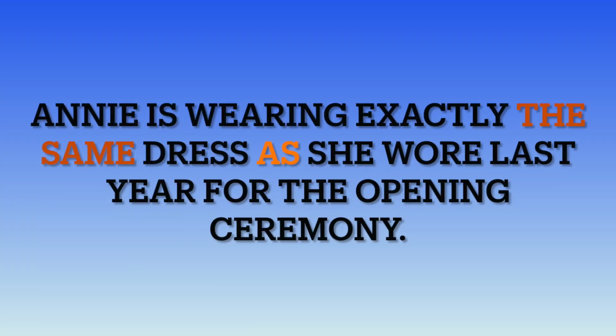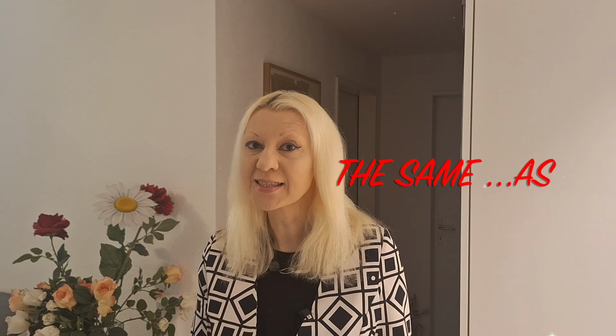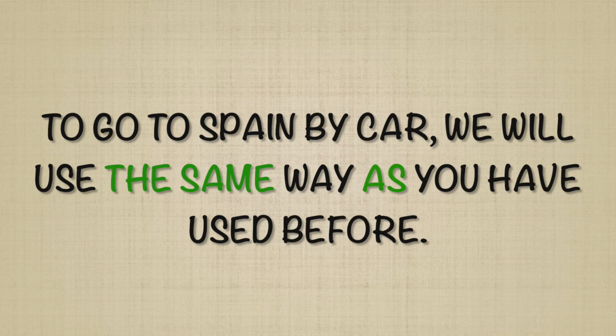Another construction is the same as. For example, Annie is wearing exactly the same dress as she wore last year for the opening ceremony. In this sentence, we have the form the same as, which means similarity, which means that the dress is the same. Another example is, to go to Spain by car, we will use the same way as you have used before.